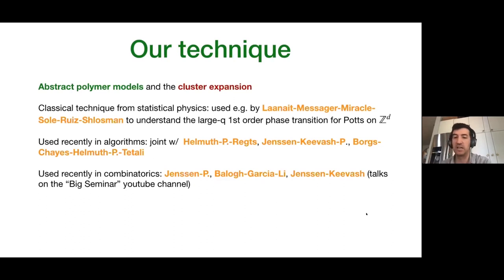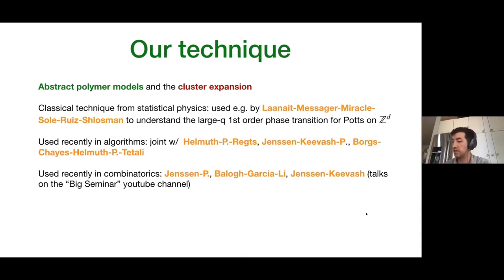And today I want to say that you can actually use this technique in probabilistic combinatorics, analyzing stuff on random graphs. And the basic idea of this is that you want to write a partition function, like the Potts model partition function, in terms of defects or deviations from some ground state, and then express the log partition function, the logarithm of this thing you're trying to count, as an infinite series, a sum over clusters. And this is the cluster expansion.